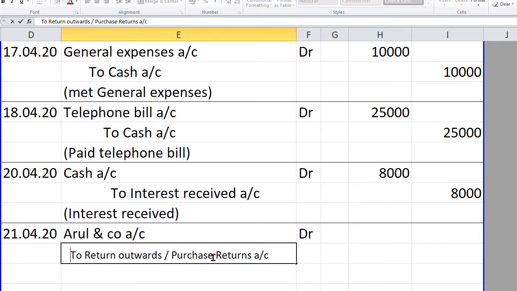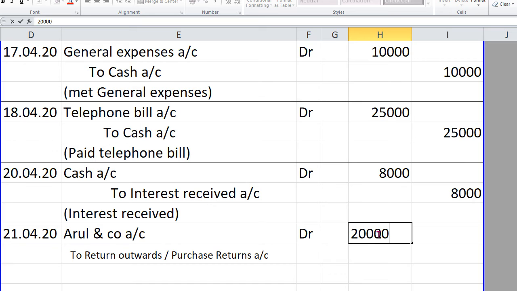So here, return outwards or purchase, you write any one, no need to write both. Just for the first time, to make you clear, I have written. Hereafter you can write just purchases returns, it will be easier for you, isn't it? According to your understanding you can use any one. So for how much? 20,000.